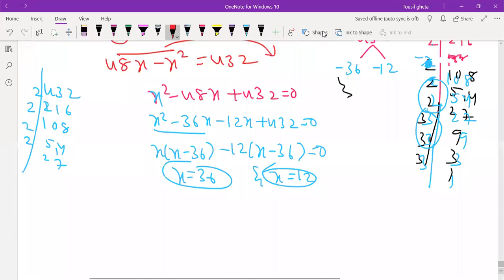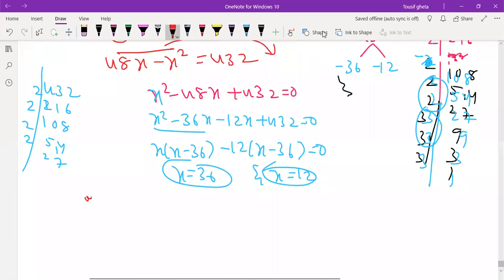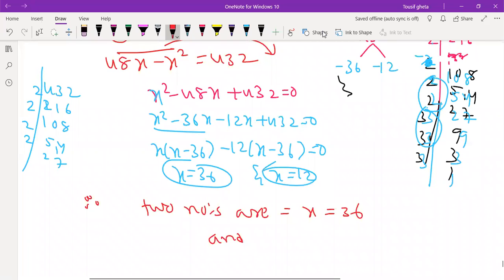So what are the two numbers? Therefore, what was the question? Two numbers. The first number is x, so x is equal to 36. And what was the other number? 48 minus x, so 48 minus 36 we should write. 48 minus 36 you will get 12. So these are the two numbers.